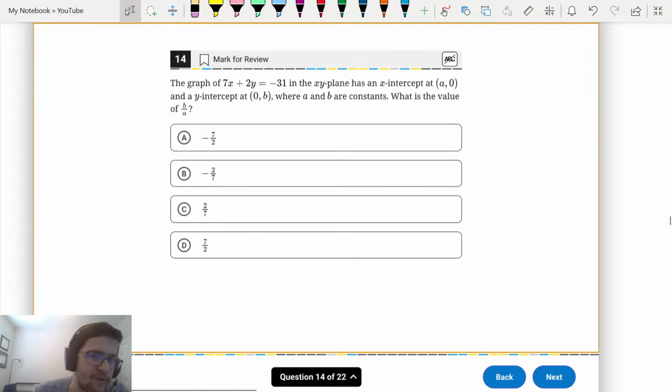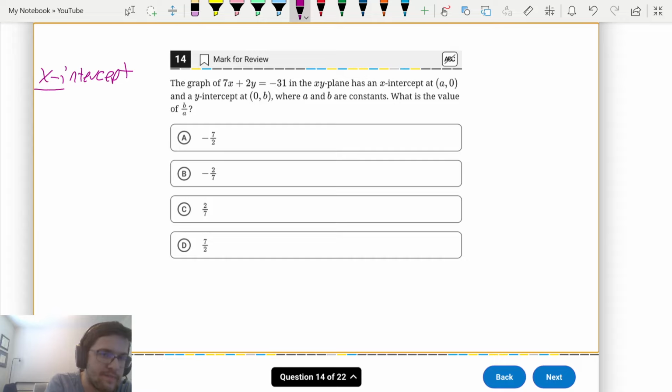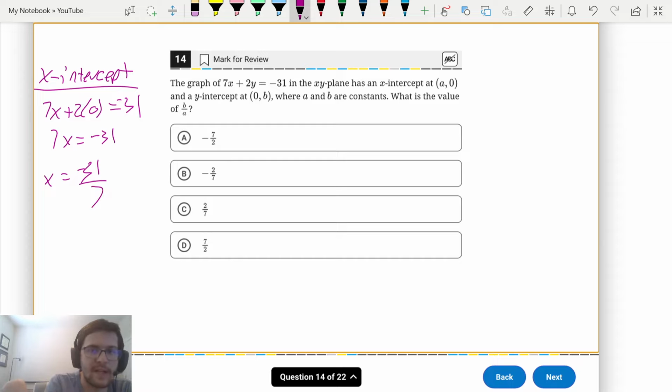Okay, this one would be great to type into the calculator, and I think I'm going to do that at the end. But remember what we talked about before. To find an x-intercept, you plug in y equals 0. So 7x plus 2 times 0 equals 31. So 7x equals 31, or negative 31. So x equals negative 31 over 7. And it says the x-intercept in the question is a, right? So we're going to call that a. And again, that's a negative sign, my bad.